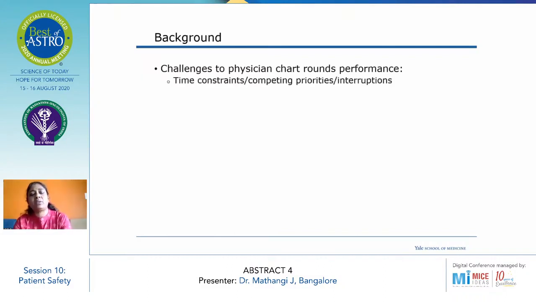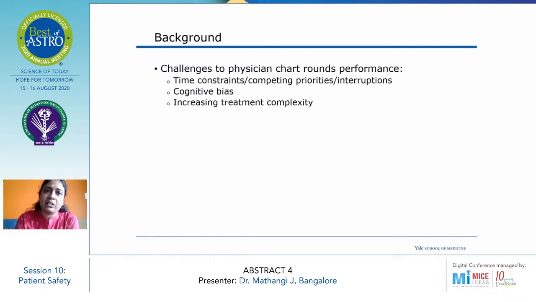So why does this happen? Because chart rounds, even if they last 1 hour in a busy department, will have a large number of cases. So there is a time constraint and competing priorities. There are so many cases, and interruptions for the clinicians attending. There is also cognitive bias, because our attention goes down as time goes on and the number of cases increases. Then there is treatment complexity. For example, guessing around a RapidArc or IMRT complex treatment field, just sitting in chart rounds, may not make it easy to identify a problematic plan or an error.